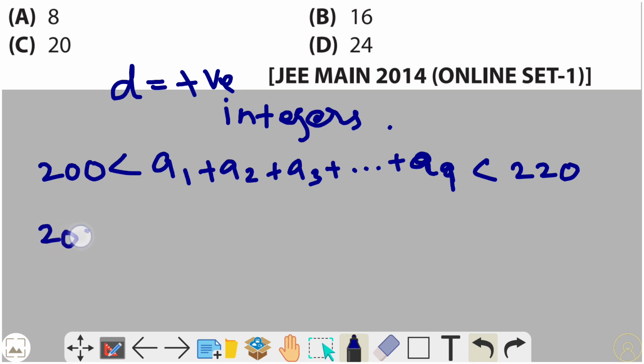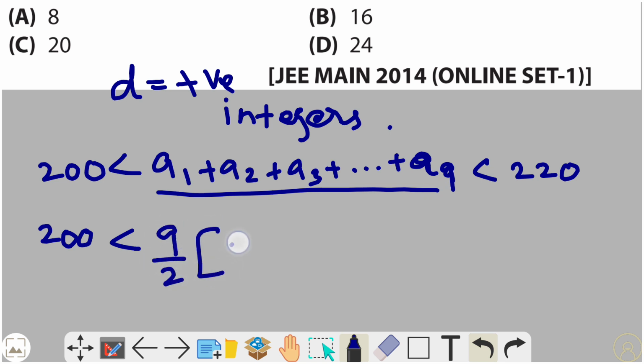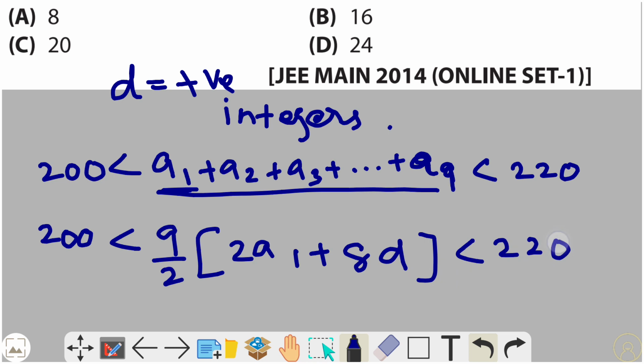Now, what is the Sn formula? The sum of a finite series Sn equals n by 2 times (2a plus (n minus 1) into d). So n is 9, so 9 divided by 2, times 2a1 plus (n minus 1) into d, that is 8d, because 9 minus 1 is 8, which is less than 220.